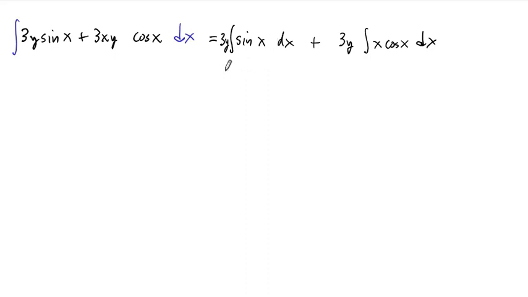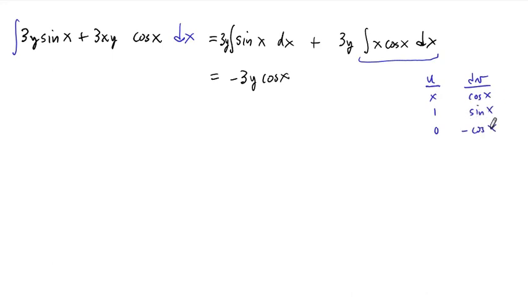So the first one can just be computed. The integral of sine is minus cosine, so this is just minus 3y cosine of x. Okay, then there's a plus c. We'll deal with that at the end. This one needs to be done by parts. So when we do this by parts, we can make our little table of u and then dv. So this is going to be cosine x. Integral of cosine is sine of x. Integral of sine is minus cosine of x.